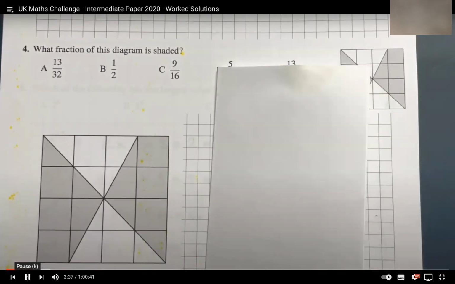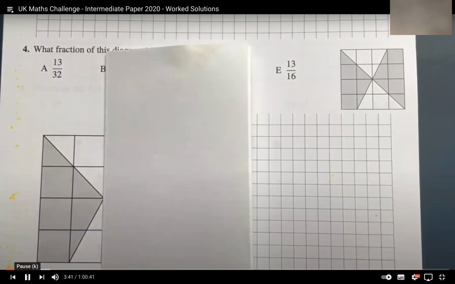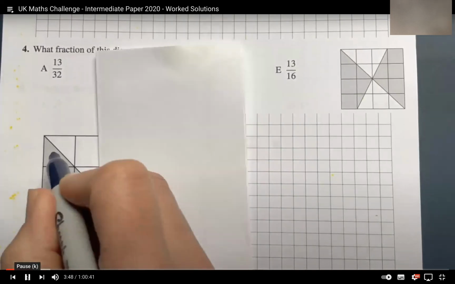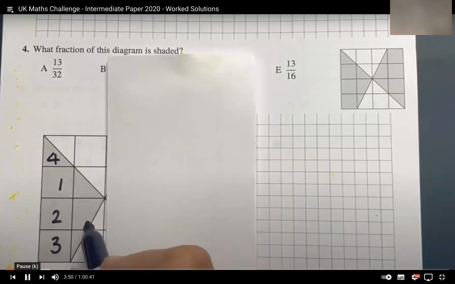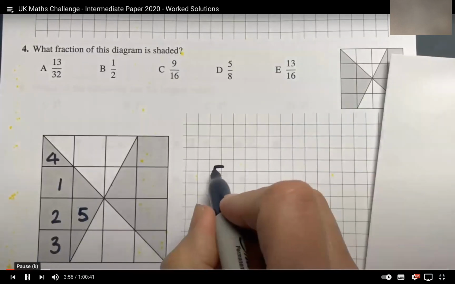Okay, again, pause if you need more time. The shaded squares here. What I could do, because I know that I'm looking for a fraction, I could just look at half of it because it's equal on both sides. So if I simply add these together, 1, 2, 3, these two halves are going to make 4, and these two make 5. So I've got 5 shaded squares out of 8 in total.